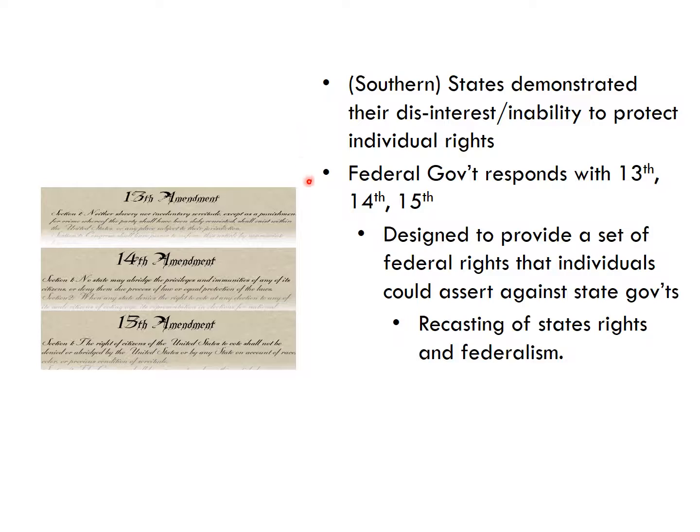Okay? So the federal government responds with the 13th, 14th, and 15th Amendment. It was designed to provide a set of federal rights that individuals could assert against state governments. So therefore, we now have a recasting of states' rights and federalism, and we have more national or federal rights.